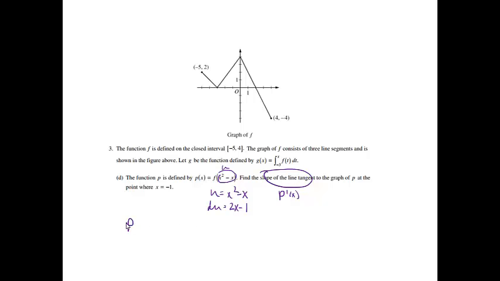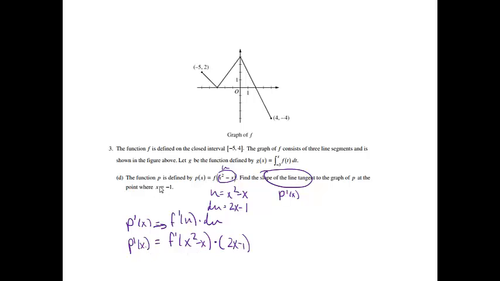So when I'm taking the derivative of this, p prime of x is going to equal f of u, the derivative of f of u would be f prime of u times du, because we have to take the derivative of what's inside. And then if I just simplify that, I'm going to get f prime of x squared minus x times 2x minus 1. Okay, so now we're ready to go.